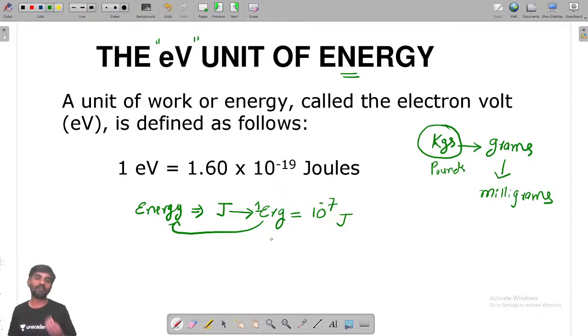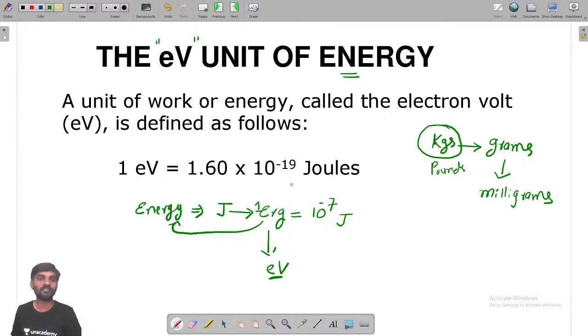The energy of semiconductor devices, or of an electron, is very, very small even when compared with erg. That is the reason why we need another unit which is much smaller than erg or joule. That is the electron volt. Sir, why this electron volt? Why don't we have some other name?